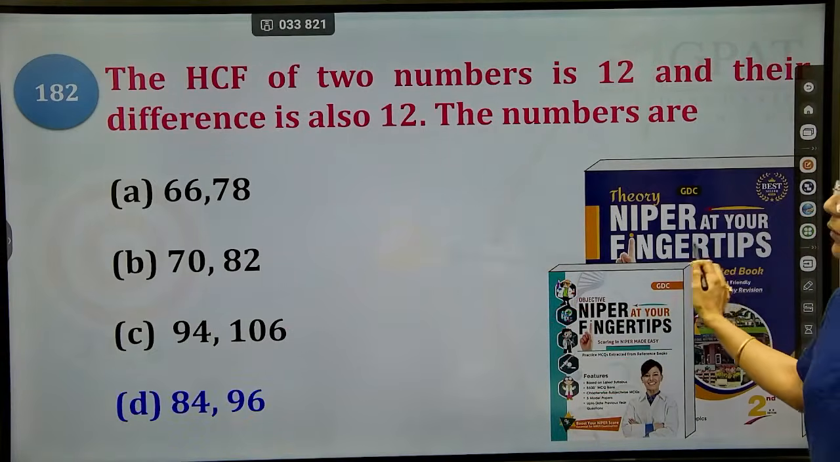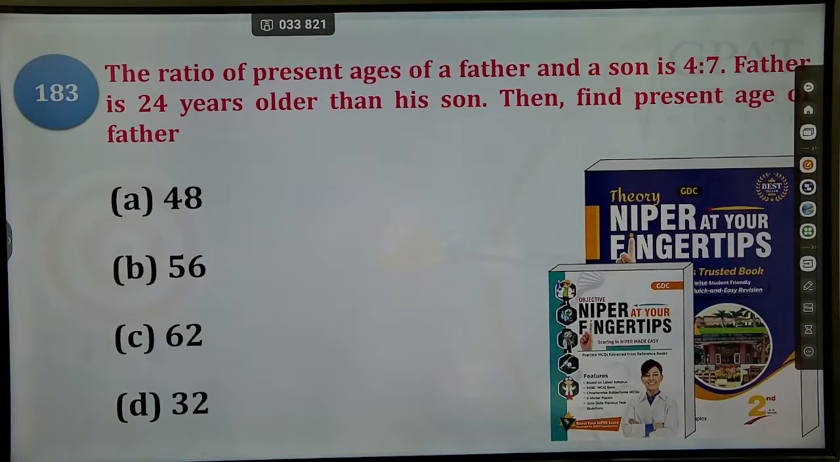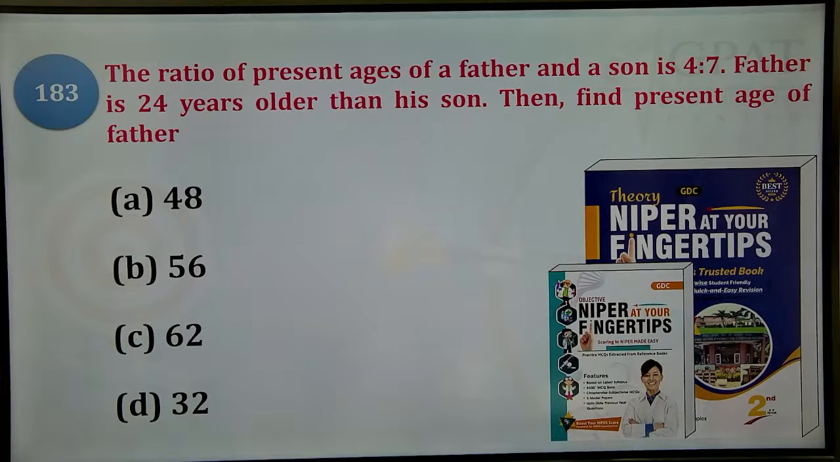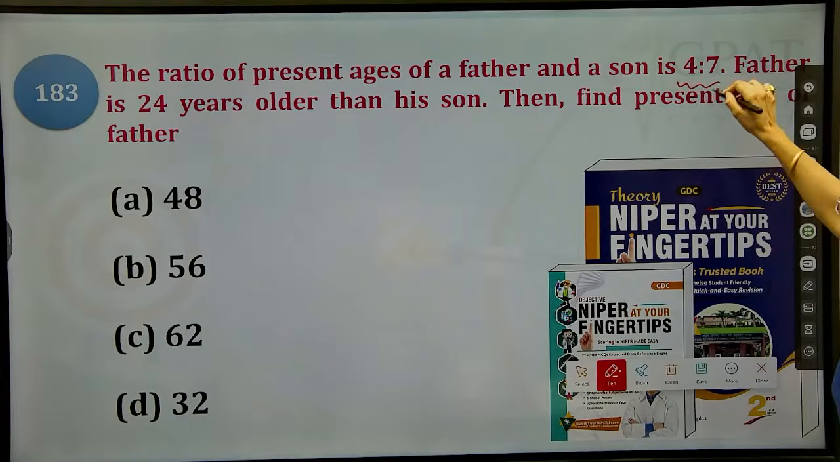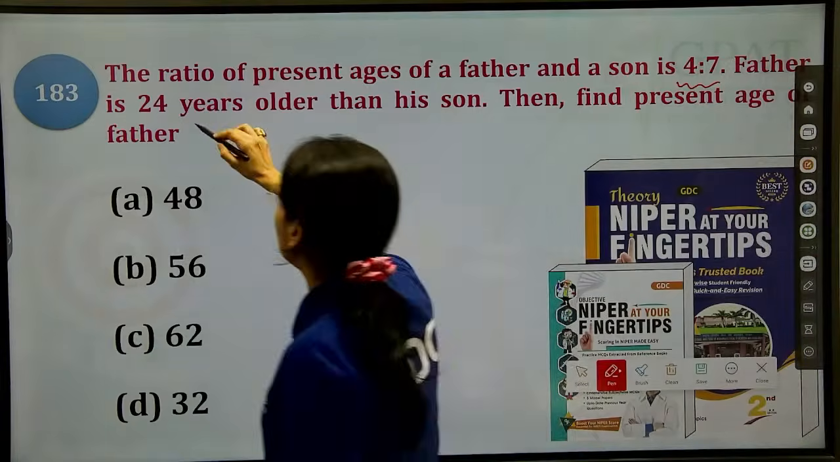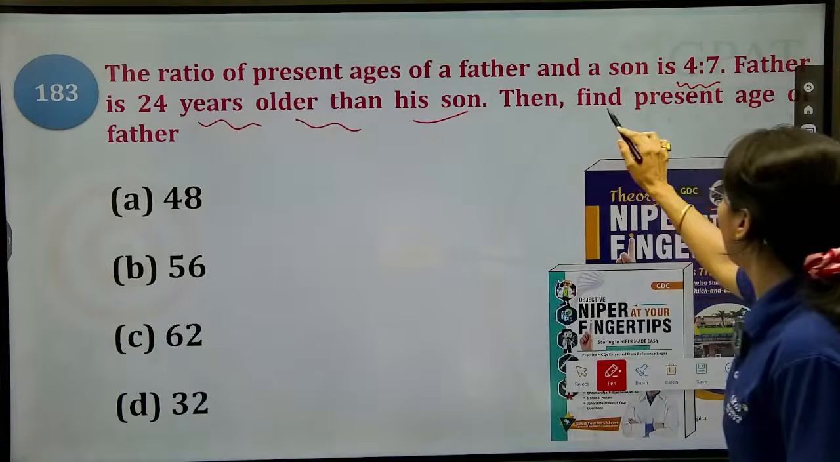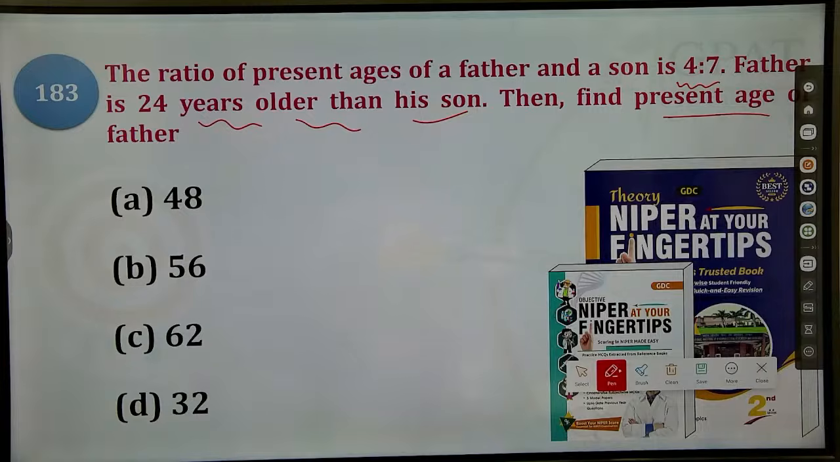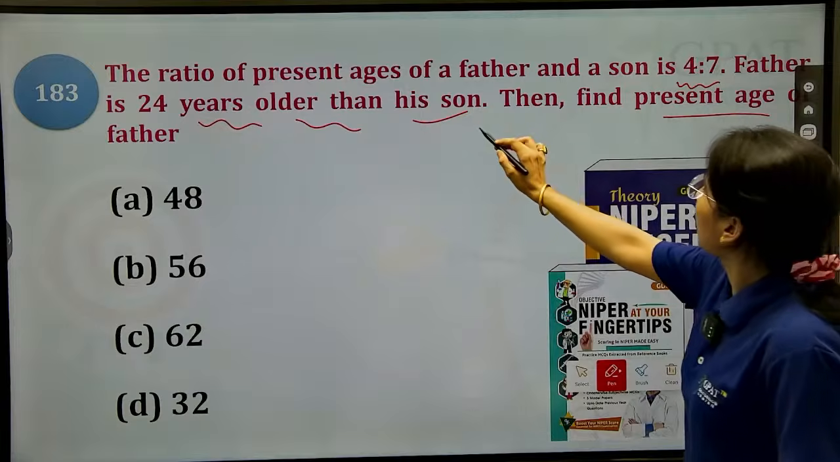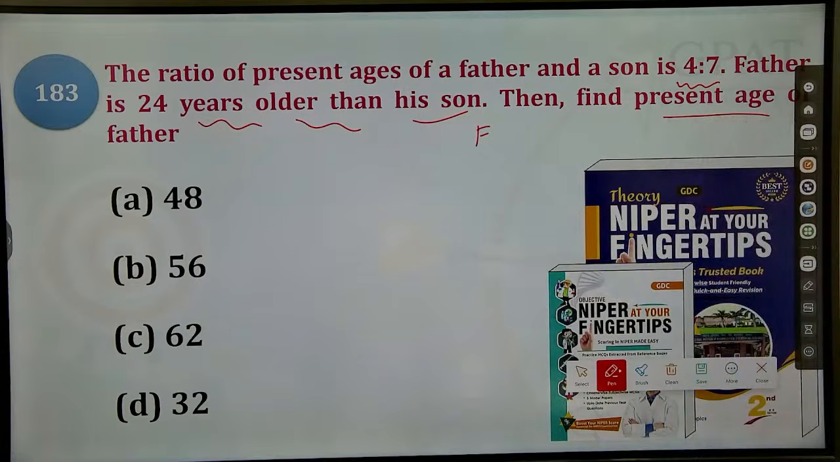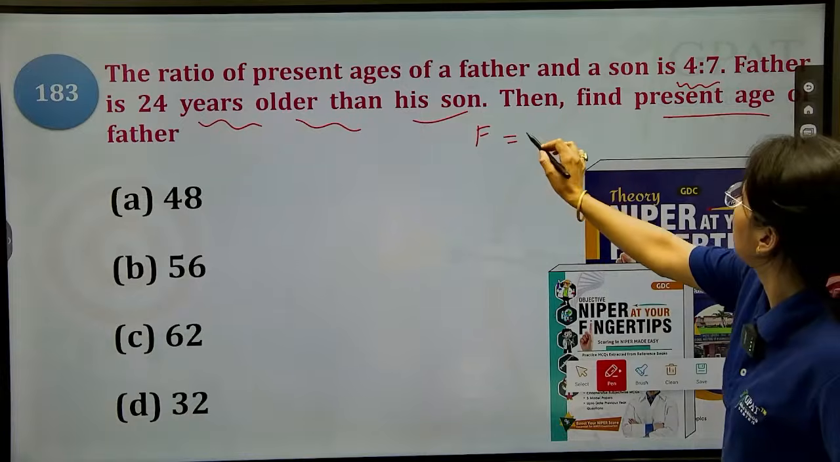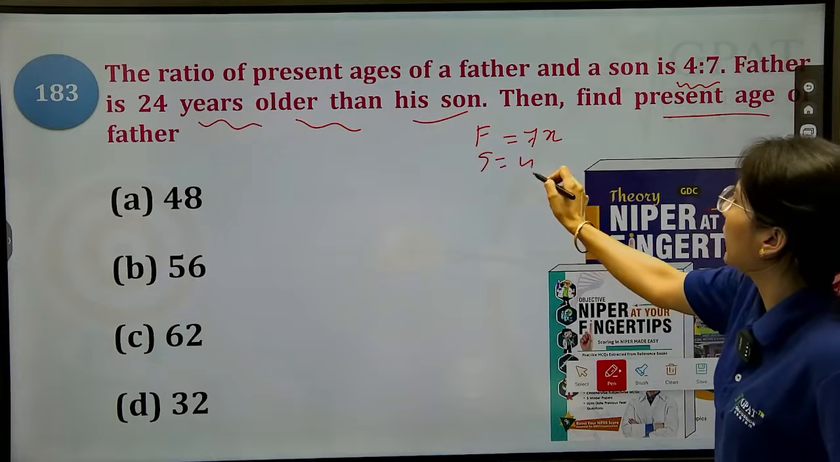Now move to the next question. The ratio of present ages of father and son is 4:7. The father is 24 years older than his son. Then find the present age of father. The ratio of present age of father and son is like, father is 7x and son is 4x.